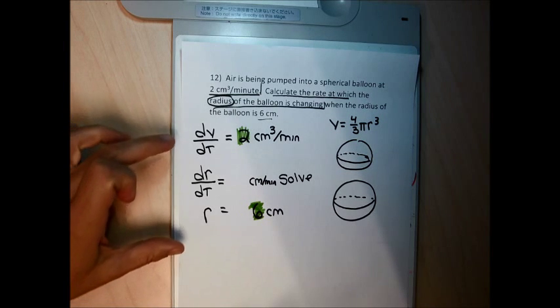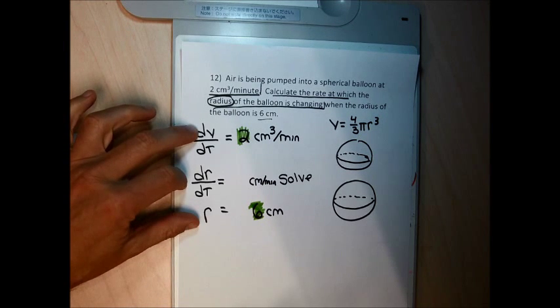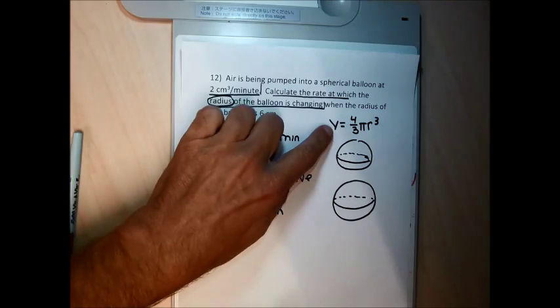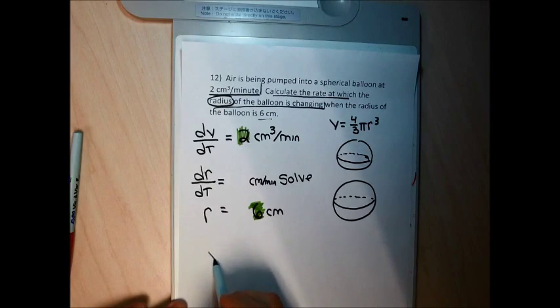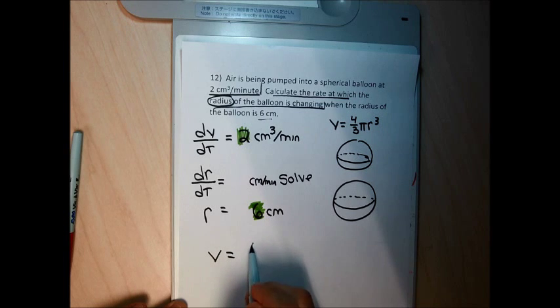So in order to solve for dr/dt, I need a formula that has dr/dt in it. I'm going to get that formula by taking the derivative of the volume equation with respect to time.